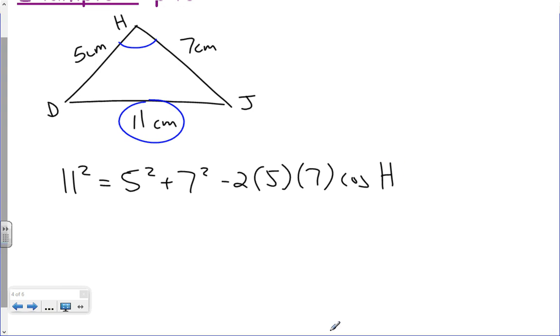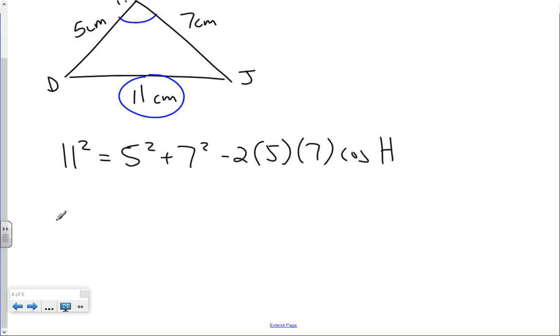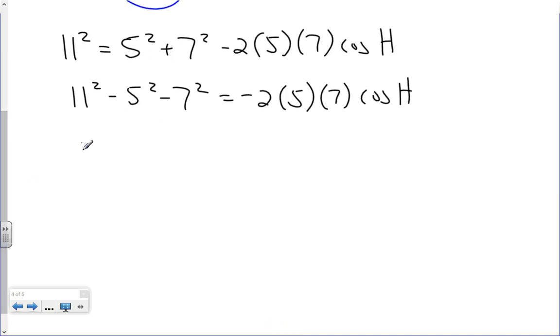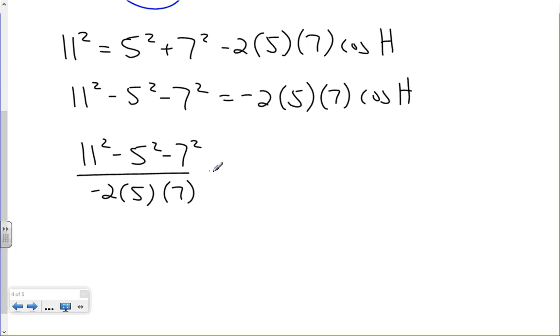All right, and we're going to solve for H the same way that we solved this in the previous section when we were trying to find an angle. Subtract the 5 squared and the 7 squared. 11 squared minus 5 squared minus 7 squared is equal to negative 2 times 5 times 7 times cosine of H. Divide by that coefficient, so I've got 11 squared minus 5 squared minus the 7 squared divided by negative 2 times 5 times 7 is equal to the cosine of H. We're going to have to use our calculator to come up with that value.